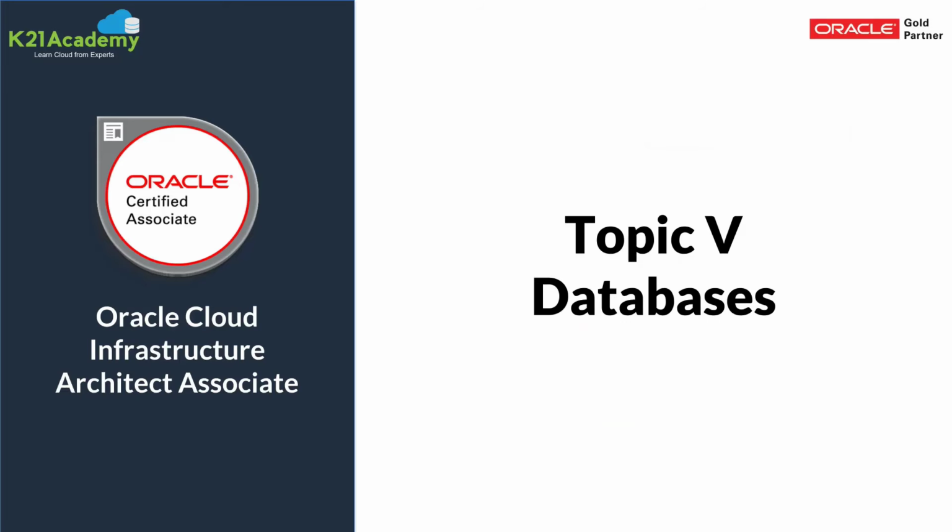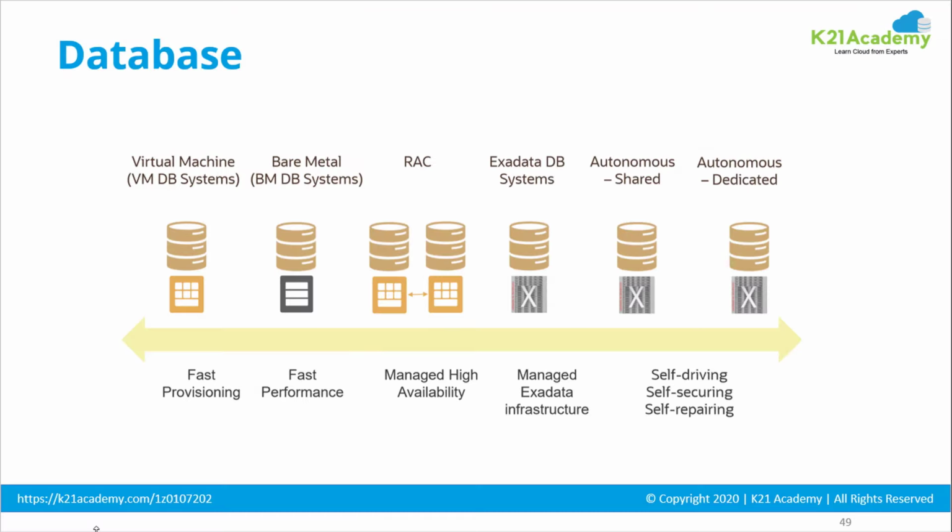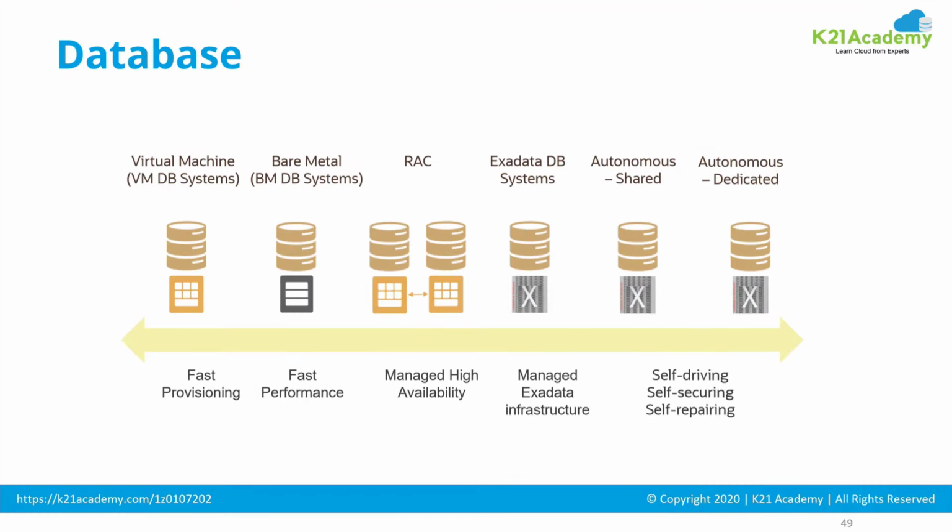And then the fifth topic you should be learning is about databases. So you should have an understanding of the different database options that are available on Oracle Cloud. So things like virtual machine DB system or bare metal DB system. And then in which option you get RAC, which is Real Application Clusters. Then you also have Exadata DB system, which is Oracle's engineered system, but in the Oracle Cloud implementation. You also have autonomous, which is shared and dedicated. So an overview of these different database types.